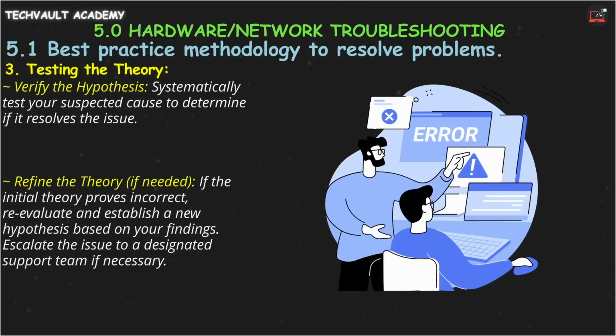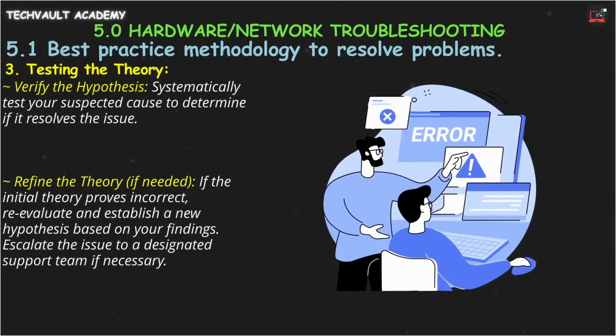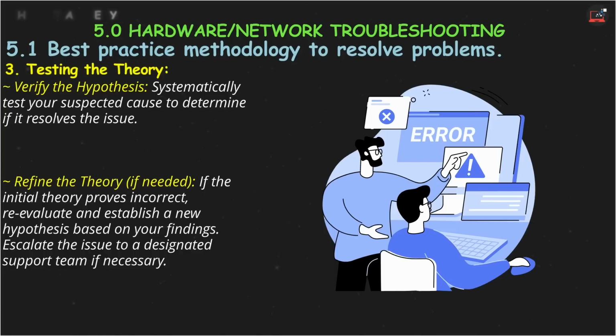3. Testing the theory. Verify the hypothesis. Systematically test your suspected cause to determine if it resolves the issue. Refine the theory, if needed. If the initial theory proves incorrect, reevaluate and establish a new hypothesis based on your findings. Escalate the issue to a designated support team if necessary.